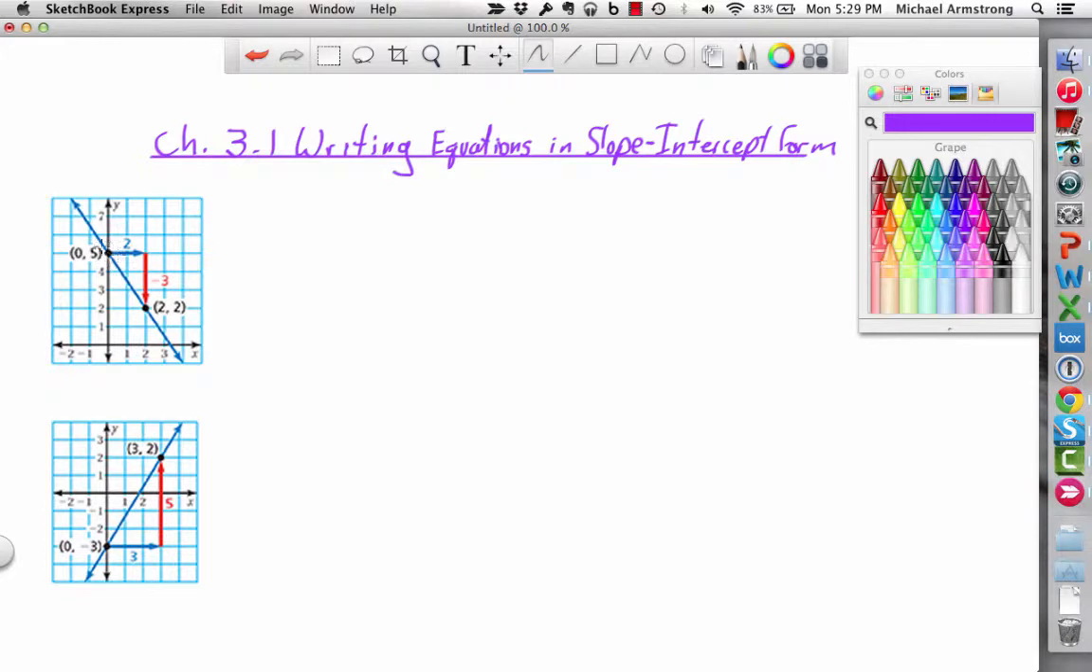We can see that the rise is a -3. It goes down -3, but the run is a +2. So we want to do two things. Number one, we want to find the slope, which is m, of course. And then number two, we want to find the y-intercept, which is b.